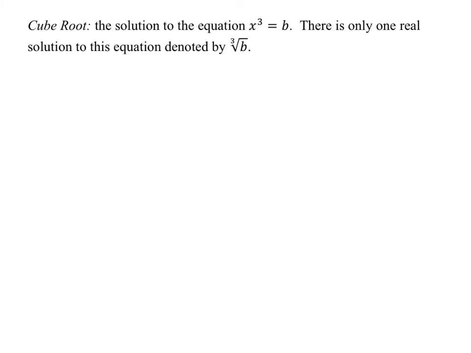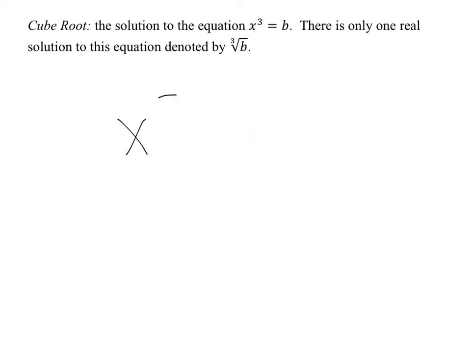If we look at this next idea, we're going to talk about something called the cube root. And the cube root is analogous to the square root. The square root was the solution to the equation x squared equals b. Well, the cube root is a solution to the equation x cubed equals b. Hence cube root, because it's x cubed. So what you're trying to think about now is what number times itself times itself will give you whatever b is. And that's denoted by a cube root.